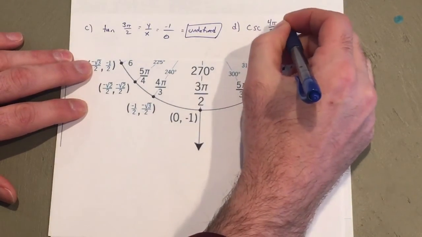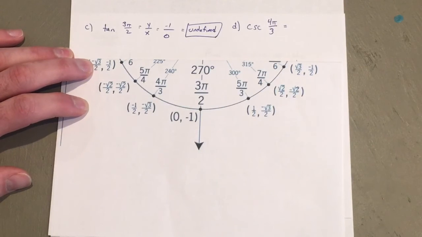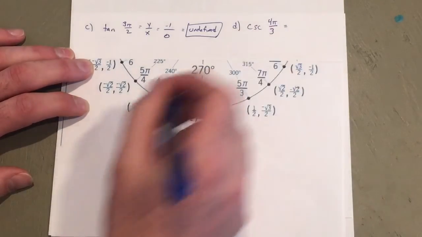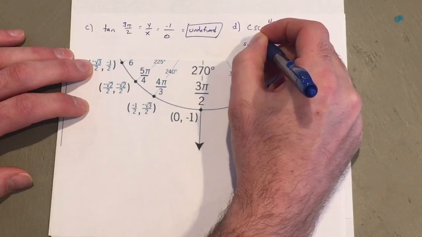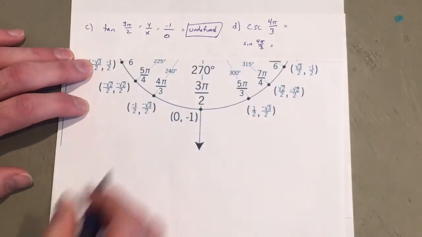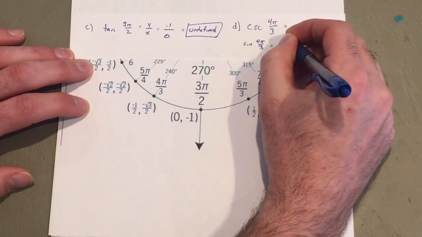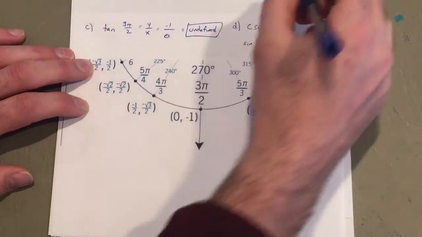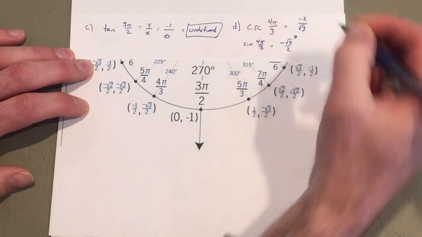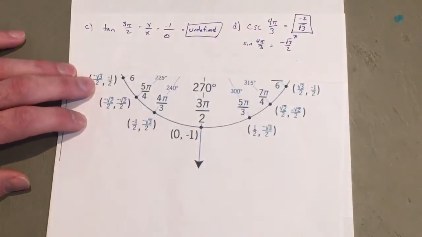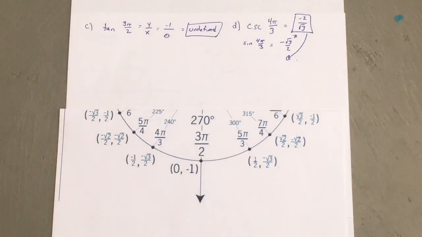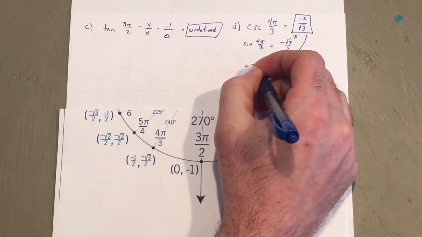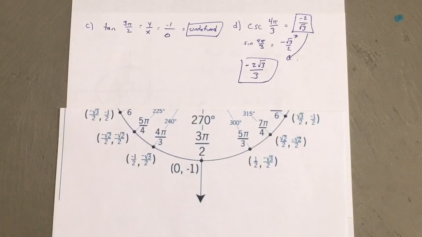Now cosecant is going to be the flip of sine, because the c and s's don't go together. So we're really going to find sine of 4 pi over 3, which is the y coordinate, negative square root 3 over 2. And then we're going to flip that for the cosecant. So negative 2 over square root 3. If you want to rationalize that, we multiply both numerator and denominator by square root 3, and we have negative 2 square root 3 over 3. Either one of those is going to be good.